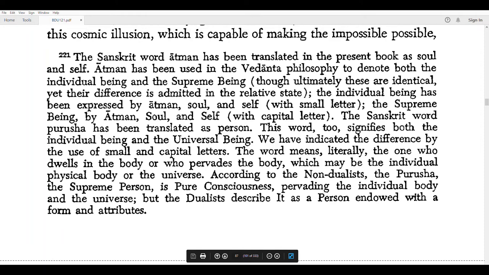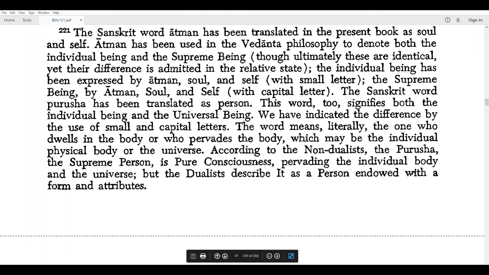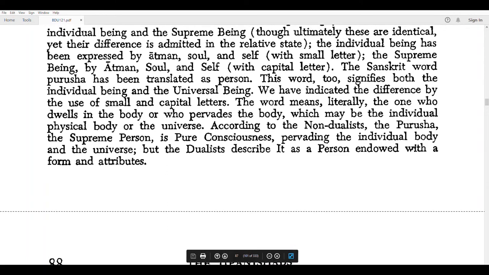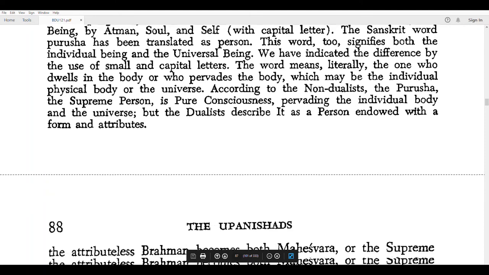The Sanskrit word Purusha has been translated as person. This word too signifies both the individual being and the universal being. We have indicated the difference by the use of small and capital letter. The word means literally the one who dwells in the body or who pervades the body, which may be the individual physical body or the universe. According to the non-dualist, the Purusha, the Supreme Person, is pure consciousness, pervading the individual body and the universe both, but the dualists describe it as a person endowed with a form and attributes.